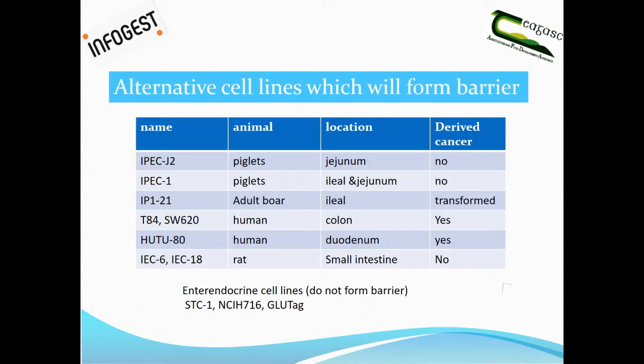But there are lots of other alternative cell lines that you could consider using as well to form your gut barrier. And they really depend on the animal. There are several available from young piglets or from an adult boar. There's a few from the human and the rat. Also, it will depend on the location that they have been harvested from, the jejunum, the ileum, the colon or the duodenum, and indeed whether they've been derived from a cancerous cell.